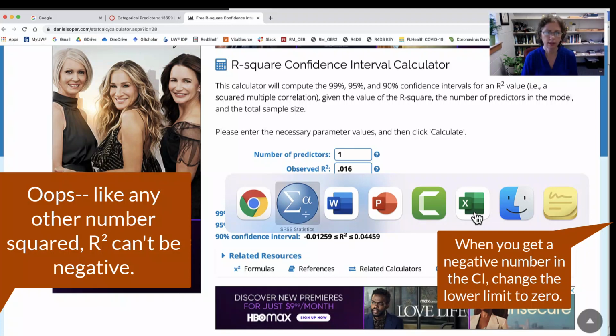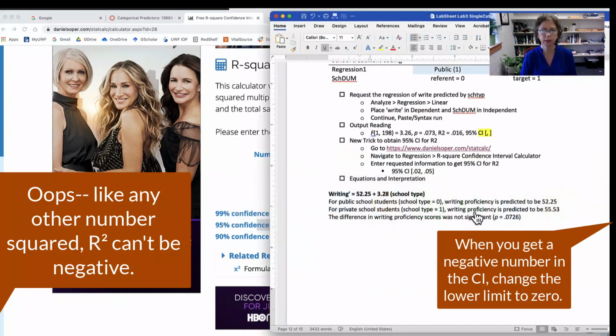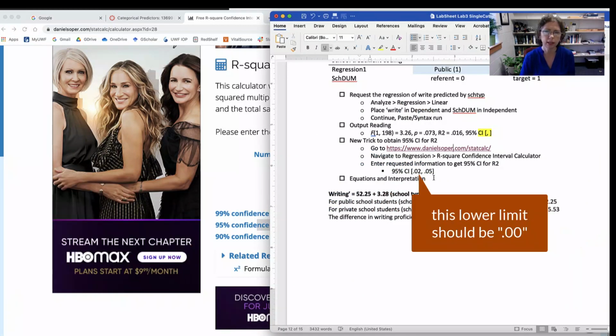So the link to the website itself is right there in your lab sheet, and that's how you would go ahead and get your confidence interval.